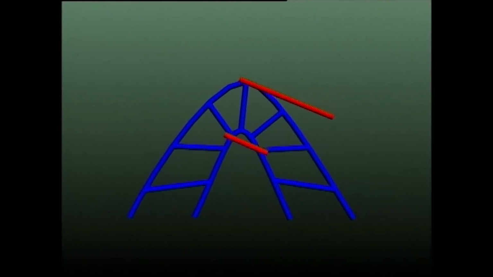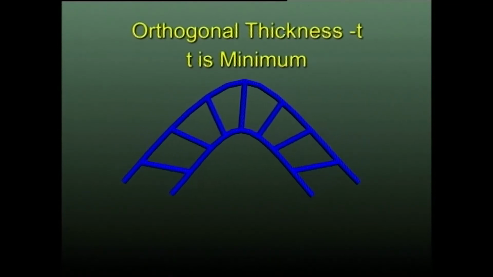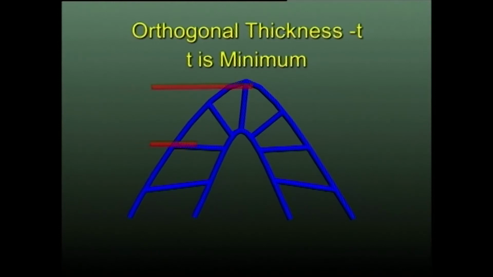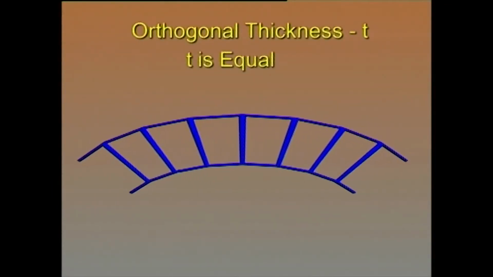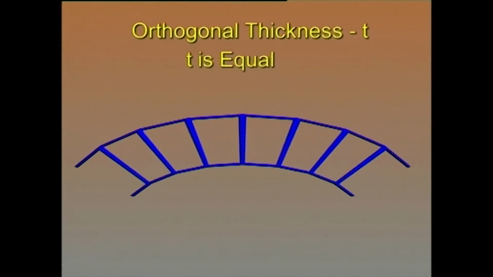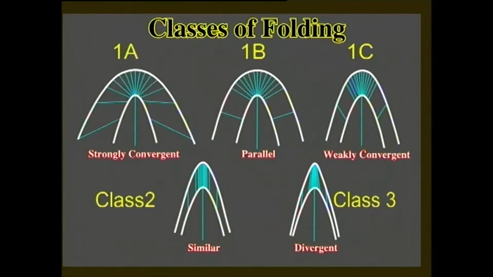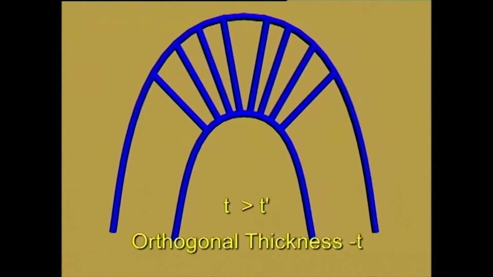Thickness variation in these 3 subclasses is also very interesting. If we look at the orthogonal thickness, which is represented by the letter small t, the orthogonal thickness is minimum at the hinge of subclass 1A and gradually increases as we move away towards the limbs, towards the inflection points. In subclass 1B, the orthogonal thickness at the hinge and on the limbs till the inflection point is equal or nearly so. In other words, if we go back a little, subclass 1B is identical with the concentric or parallel folds described earlier in this episode. In subclass 1C, the orthogonal thickness at the hinge is greater than the orthogonal thickness at the limbs.